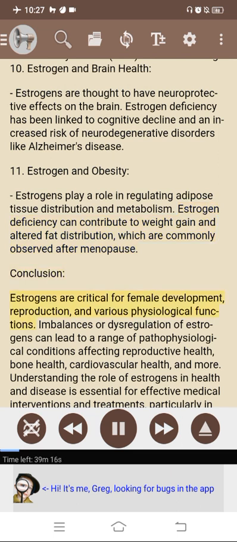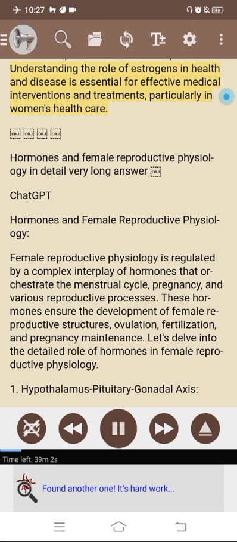Conclusion. Estrogens are critical for female development, reproduction, and various physiological functions. Imbalances or dysregulation of estrogens can lead to a range of pathophysiological conditions affecting reproductive health, bone health, cardiovascular health, and more. Understanding the role of estrogens in health and disease is essential for effective medical interventions and treatments, particularly in women's healthcare.